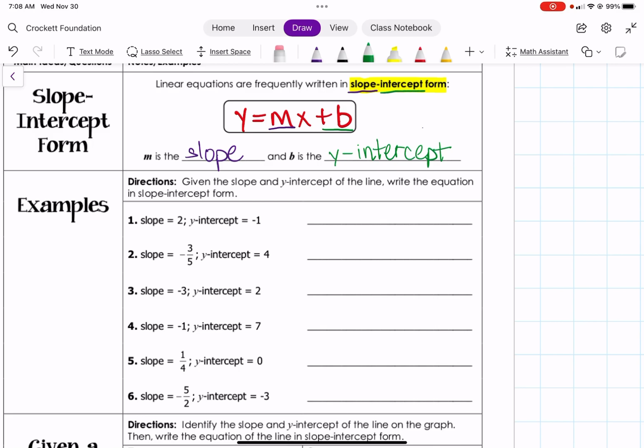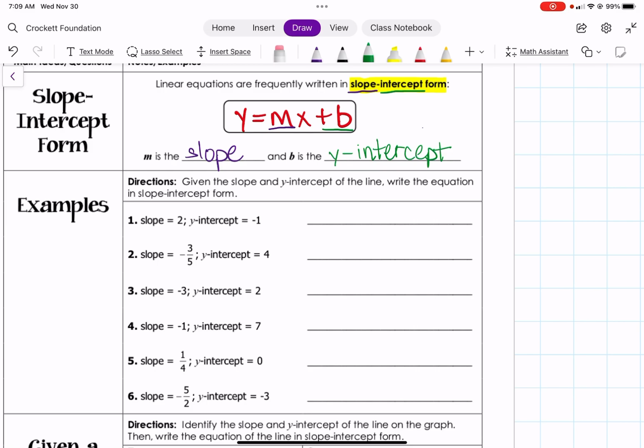So anytime you write the equation of a line, there's always two things you need. You need the slope and you need the y-intercept. If you have those things, you can write the equation of a line without having to do any work, okay? Now, let's take a look at these examples. Given this slope and the y-intercept of the line, write the equation in slope-intercept form.